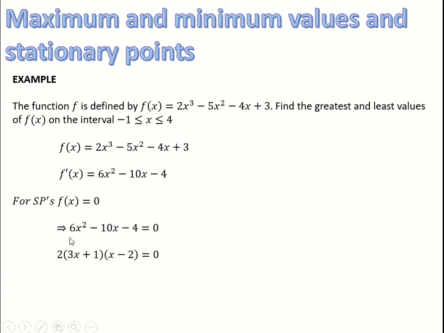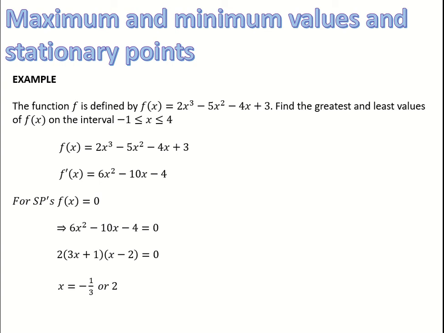The 2 disappears, but that's it fully factorized, in which case we take our 2 brackets and they're equal to 0. If 3x plus 1 equals 0, then 3x equals -1, in which case x equals -1/3. And for the second bracket, x minus 2 equals 0, in which case x equals 2. So they're the 2 x values where we have stationary points.